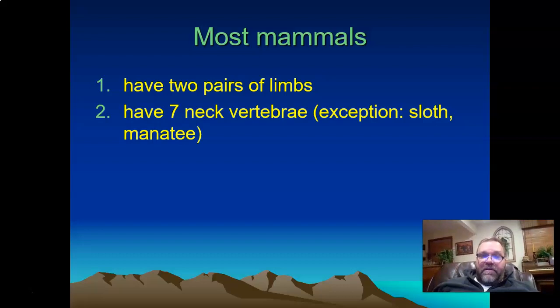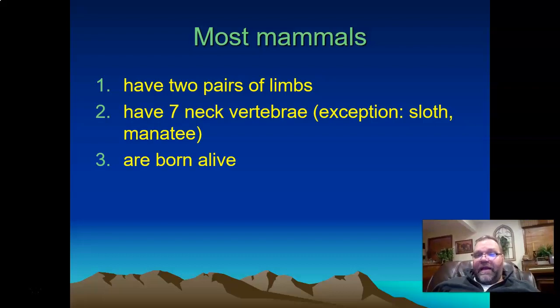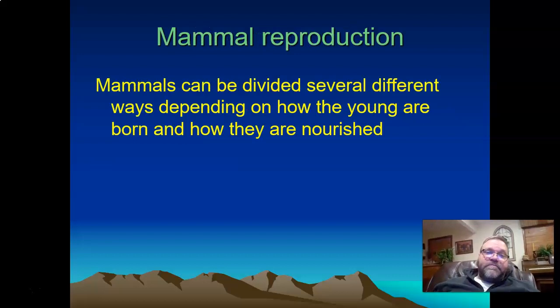Almost all mammals have 7 neck vertebrae. The exceptions would be the sloth and the manatee. They do not have it. Born alive? Well, of course, Mr. Widener, they're born alive. What we're talking about is as opposed to being hatched from an egg. That would be an example of being in an egg. You're not born alive. You're born in an egg, and then you hatch out of it. So that's the difference.